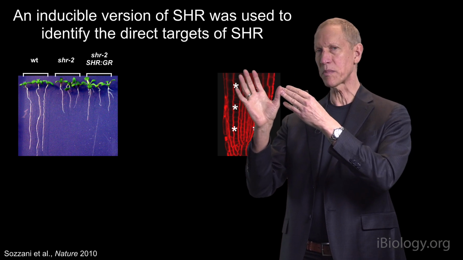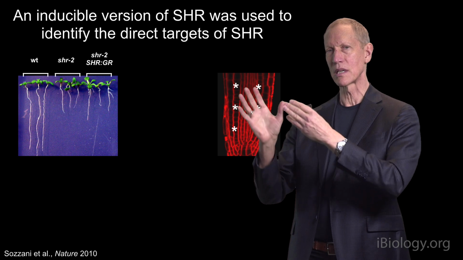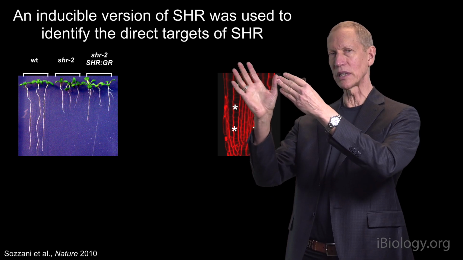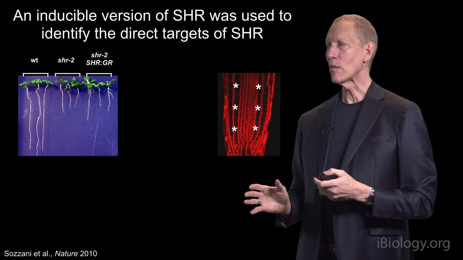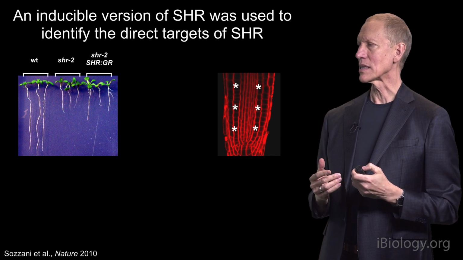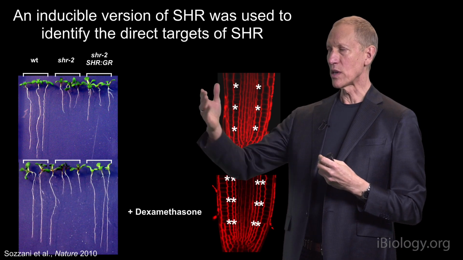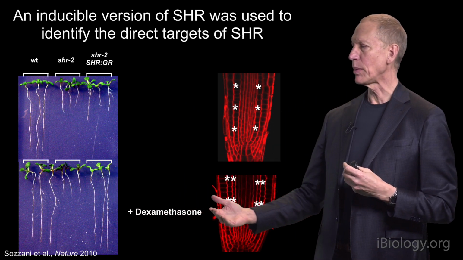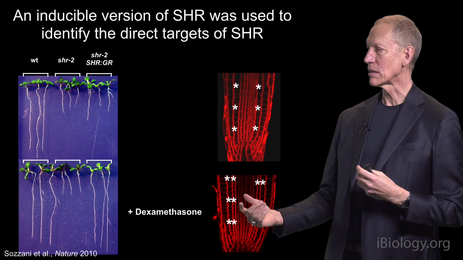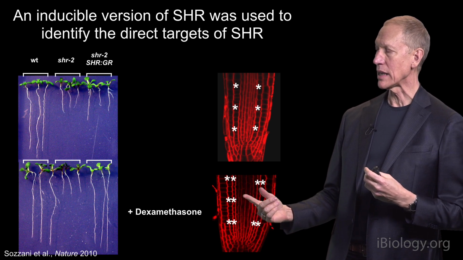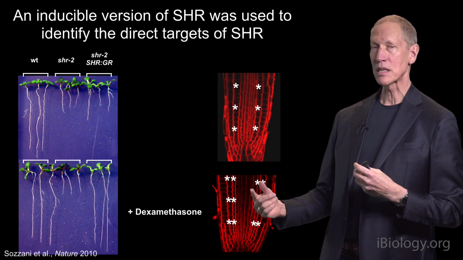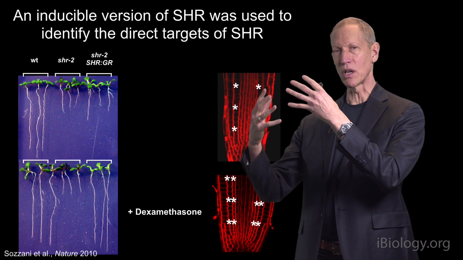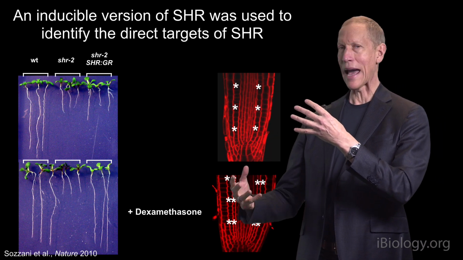Again, this is a transcription factor. It acts in the nucleus. So this is keeping it out of the nucleus, keeping it inactive. When we add the inducer, in this case dexamethasone, we actually get a longer root, and we get both cell layers made, the inner one and the outer one, because now Short Root is being allowed to go into the nucleus and act.